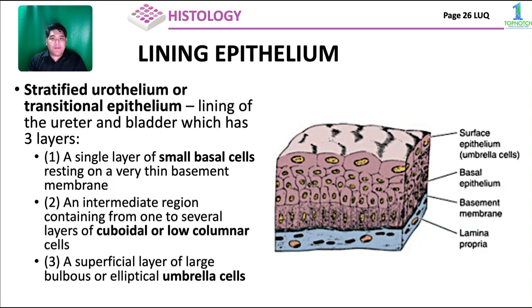Important again, lining epithelium, as emphasized earlier with the different types of epithelium. You have your stratified urothelium, or your transitional epithelium. This is the one that lines your ureter and bladder. There are three layers. You have your small basal cells, okay? Then you have your cuboidal or low columnar cells. And lastly, your umbrella cells, which are dome-shaped.